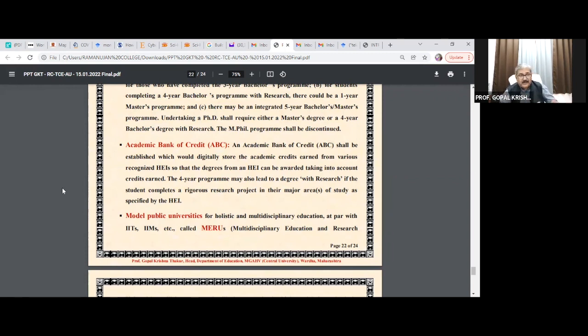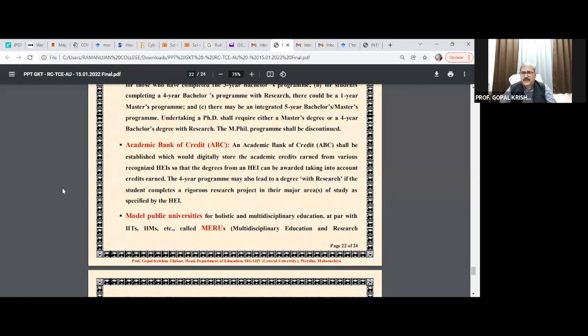And after a certain period, if they wish to rejoin their parent institution, or move to join courses in some other institution, those academic credits will be stored in that bank and will be utilized in fulfilling the requirement of getting a degree, either a bachelor degree or a master degree. So this Academic Bank of Credits is a unique idea that this national education policy has come up with.